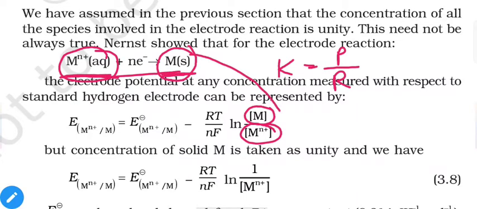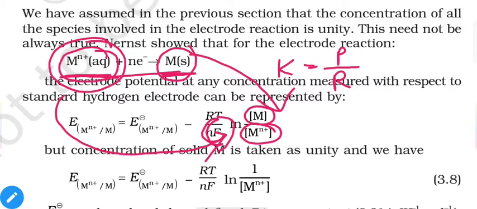The solid is our product, that's why it is present in the numerator, and the solution is our reactant, so it will be used as the denominator. Okay, so M upon Mn+, and this F value represents the Faraday, that means the charge of 1 mole of electrons, which is 96,500 in round figure.